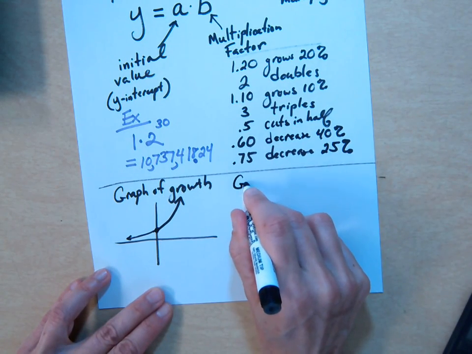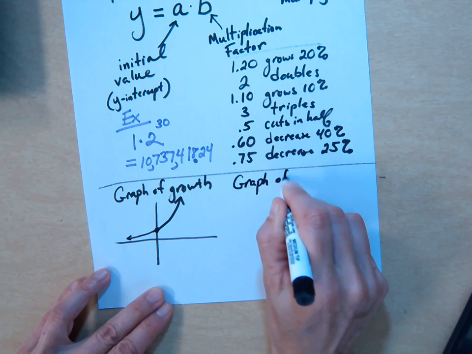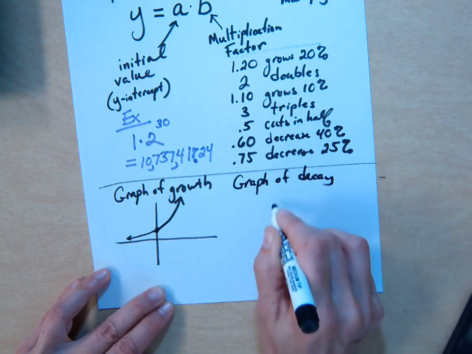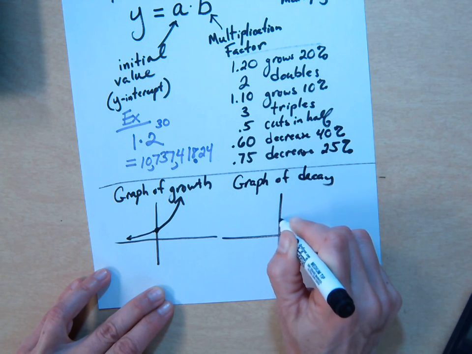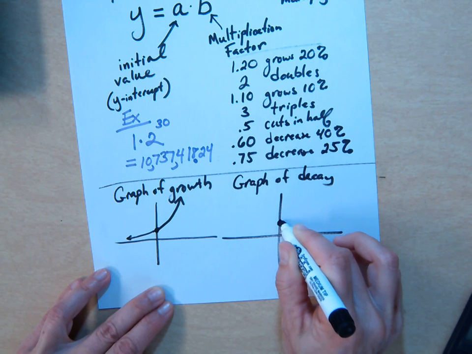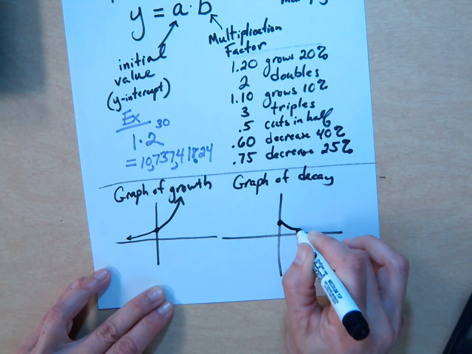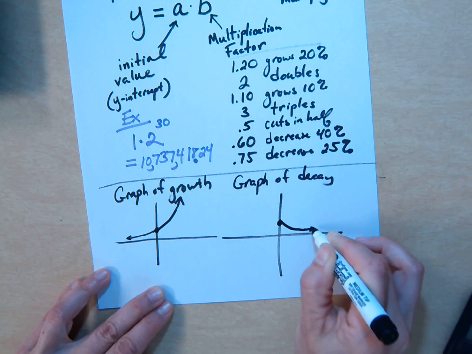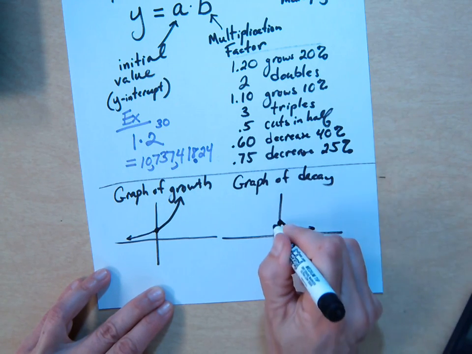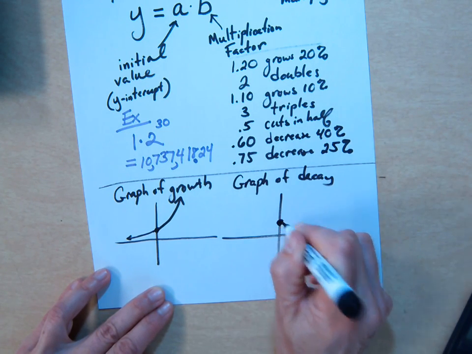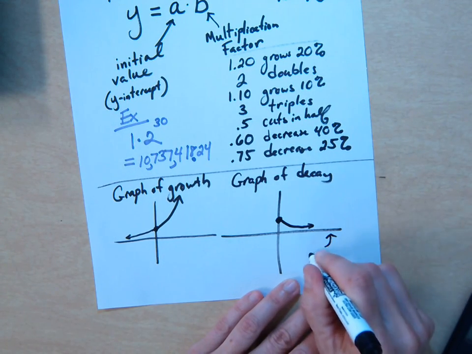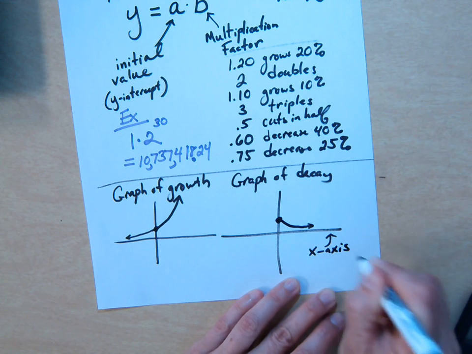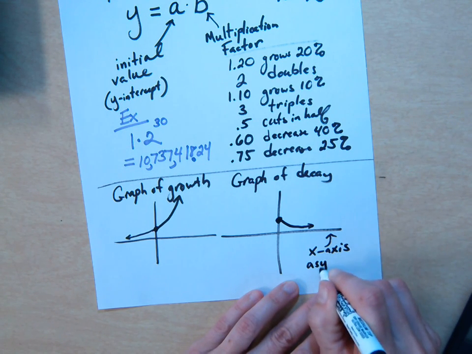And the graph of decay looks like this. You start with some amount. It could be lower, whatever, it doesn't matter. You start with some amount and then you decay exponentially. Do you ever get nothing? If you take something and you keep cutting it in half every time, you're never going to get nothing. So this line right here is called the asymptote. The x-axis, you're never going to touch it. That's your asymptote.